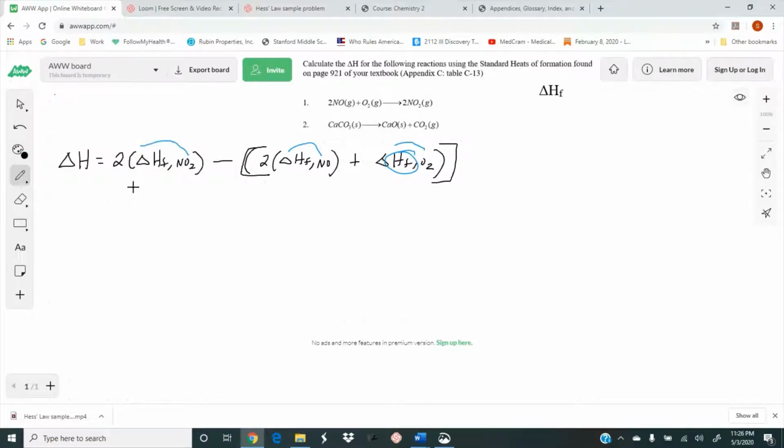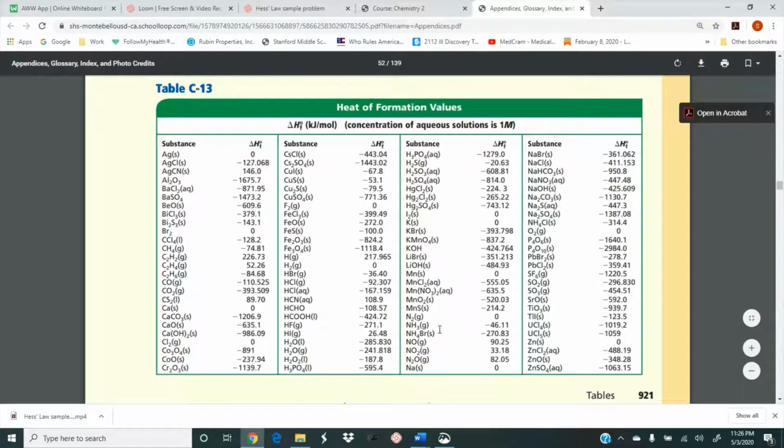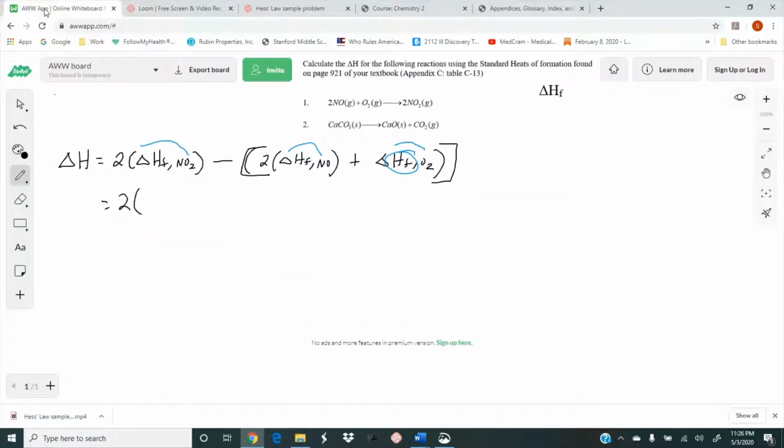So let's look these things up. 2 times the heat of formation of NO2. We're going to click over here and look for NO2. NO2 is right here, third column, almost near the bottom, and its heat of formation is 33.18. So we're going to use that over here: 2 times 33.18.